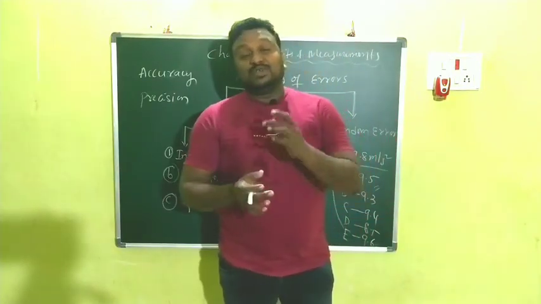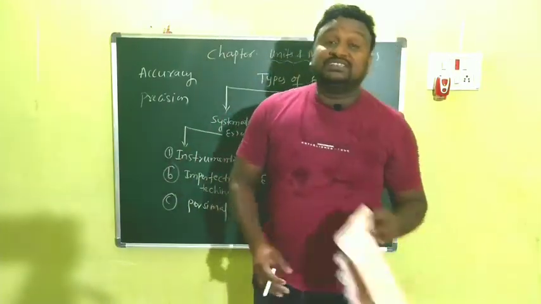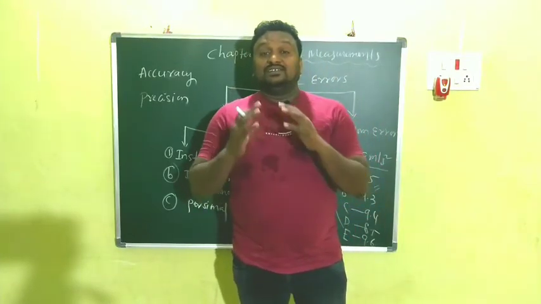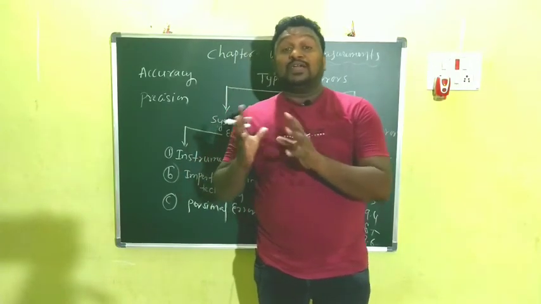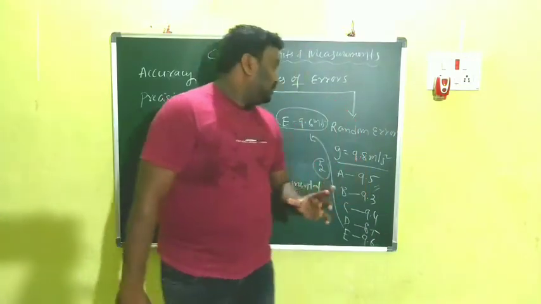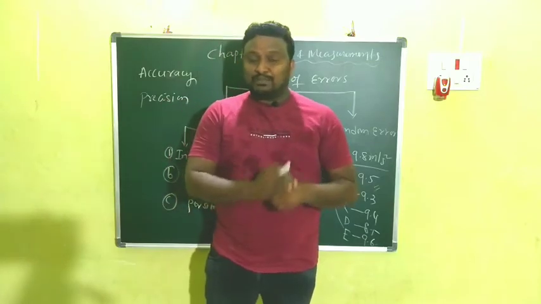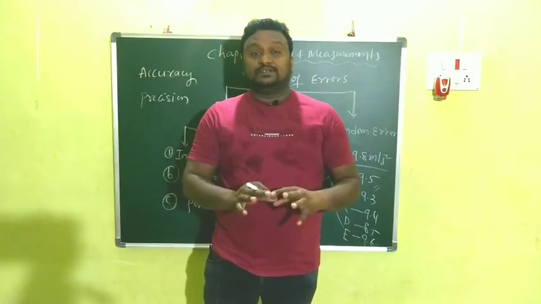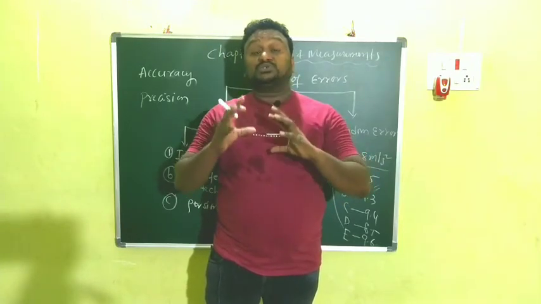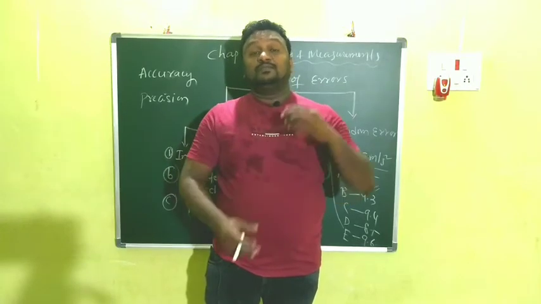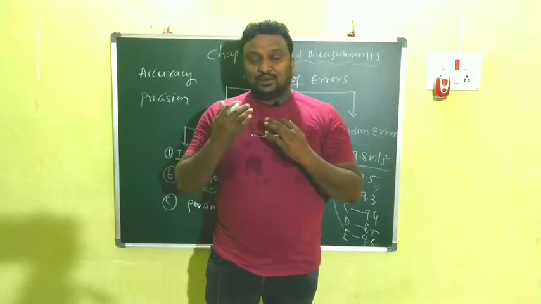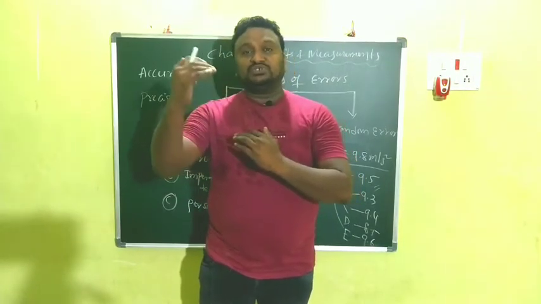9.8. That's why in this case we have to say that student E performed the experiment accurately. That means the measured value is close to the true value. Accuracy is nothing but how close the measured value is to the true value. That is what we call accuracy.